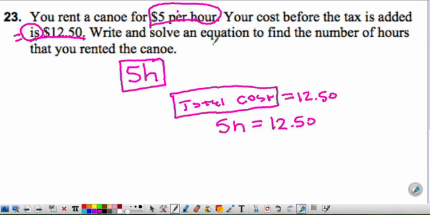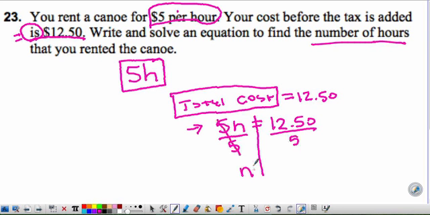Everybody okay so far? We need to solve for H because we want to write and solve an equation. We just wrote the equation. Now we want to solve it to find the number of hours. So we're going to divide by 5 because it's being multiplied by H. That cancels, and we're left with H equals 12.50 divided by 5. So let's go over here and practice some long division. Everybody's favorite thing to do.